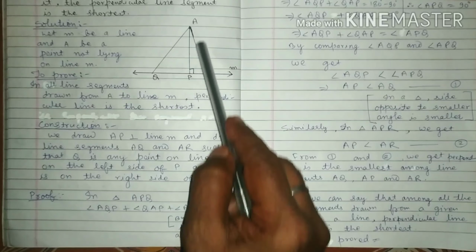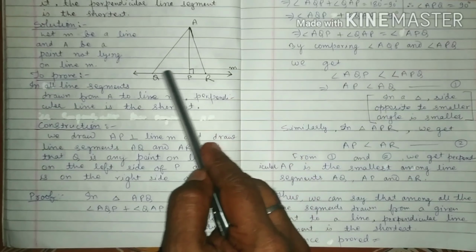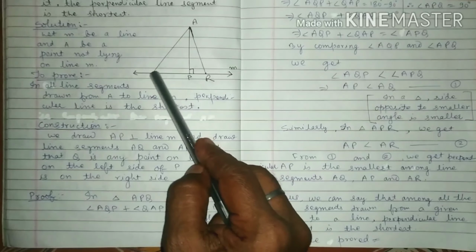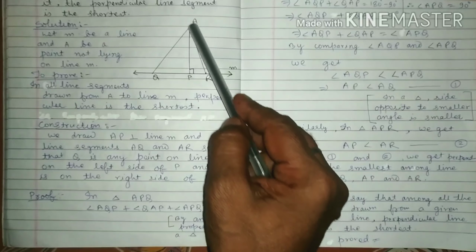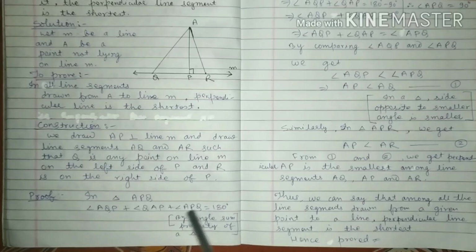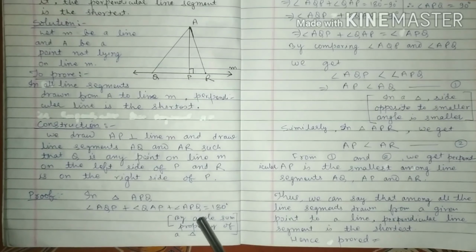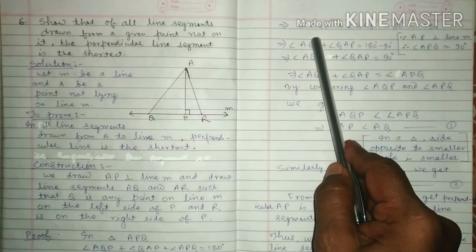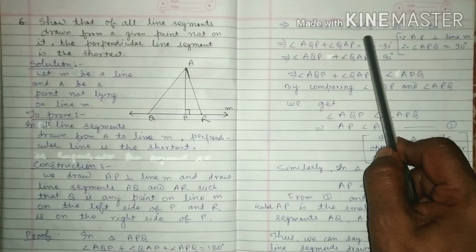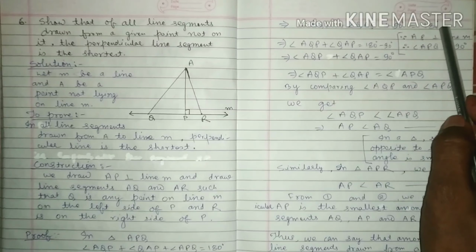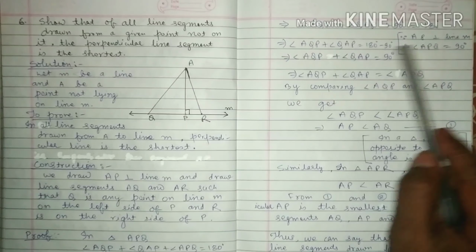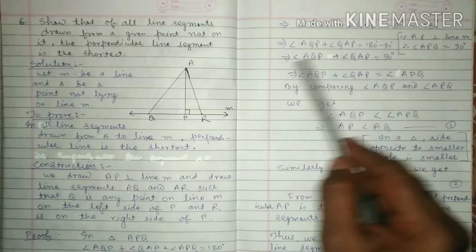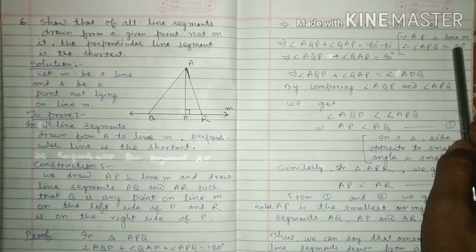Proof. In triangle APQ, angle AQP plus angle QAP plus angle APQ equals 180 degrees by the angle sum property of a triangle. This implies that angle AQP plus angle QAP plus 90 degrees is equal to 180 degrees, since AP is perpendicular to line M, therefore angle APQ equals 90 degrees.